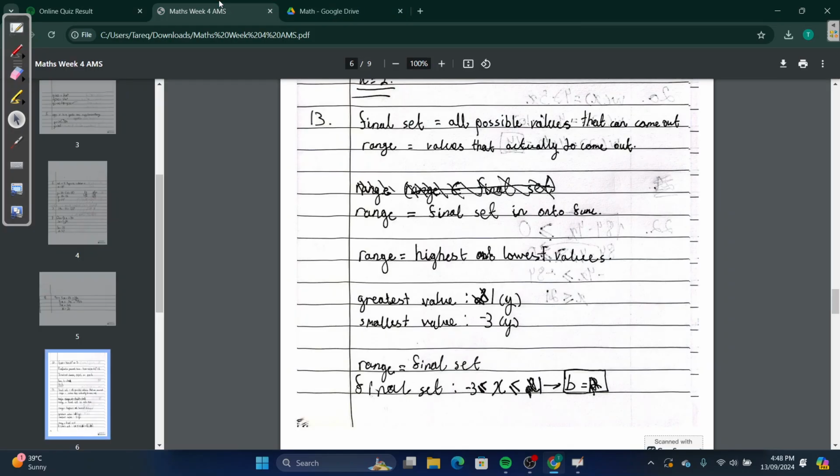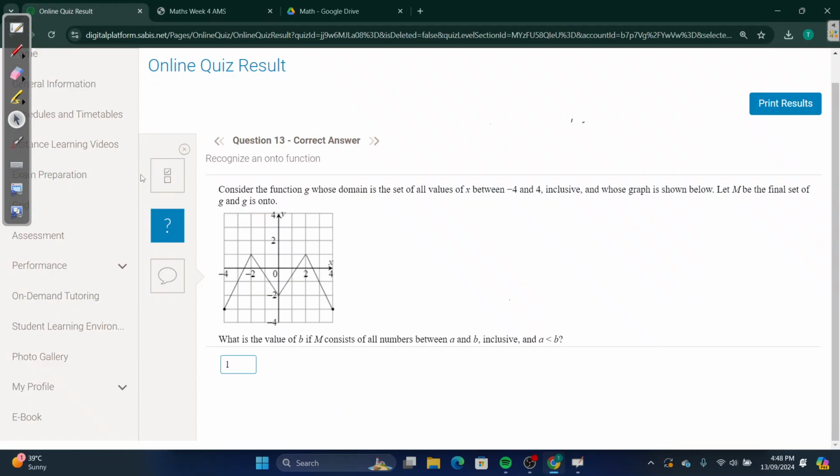Okay, let me just see if I added any explanation here. Range is equal to the final set. Okay, they want you to find your final set. Now, generally, most of the time it's real, but I said this like 3 times now. But in some functions where you have a domain really restricted, or something else, you have conditions. It's in the book.